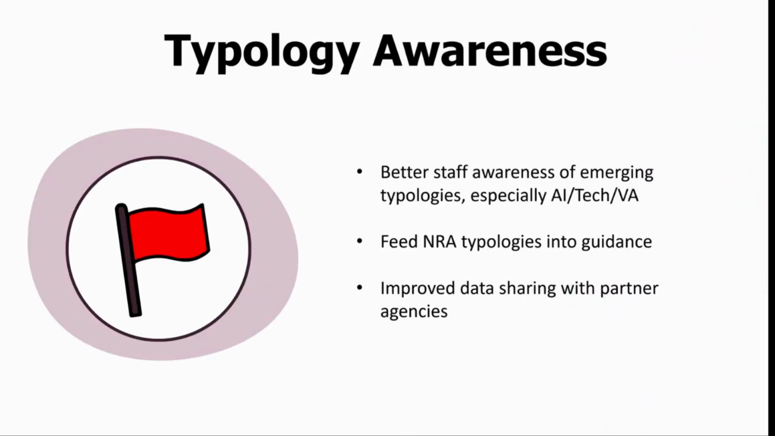Last, just going through the typology awareness. It is a bit of repetition as before, so I'm going to try and just get to the main parts. A main focus for the AML team will be staff awareness on AI, tech, and virtual assets. It's most important that the staff are equipped to recognize how these typologies are manifested in practice so they can respond appropriately. Feeding the NRA typologies into guidance.